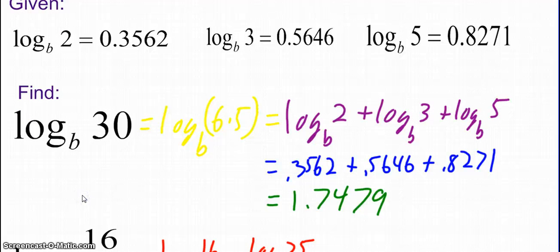Alright, so log base b of 30. First I split that up into log base b of 6 times 5. But 6 is 3 times 2. So I kind of skipped a step and split this up into log base b of 2 plus log base b of 3 plus log base b of 5, because 2 times 3 times 5 is 30. So log base b of 2 is 0.3562, log base b of 3 is 0.5646, log base b of 5 is 0.8271. Add them together and I get 1.7479.